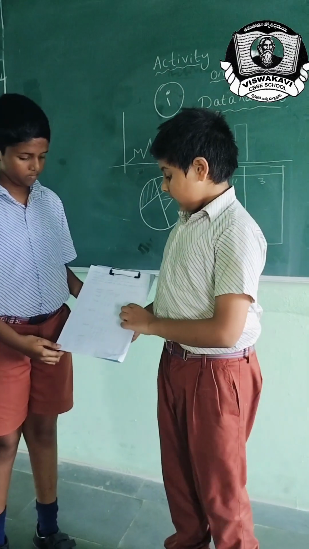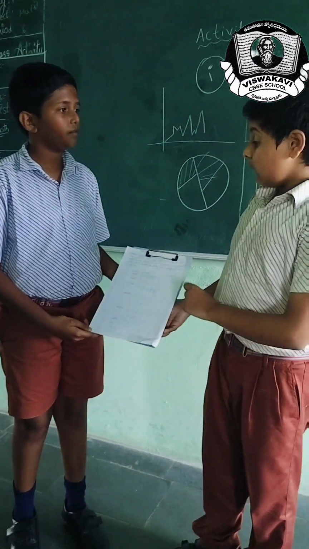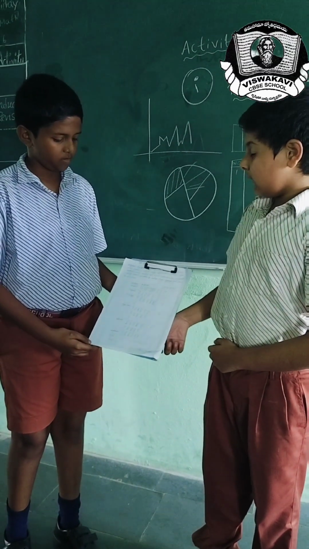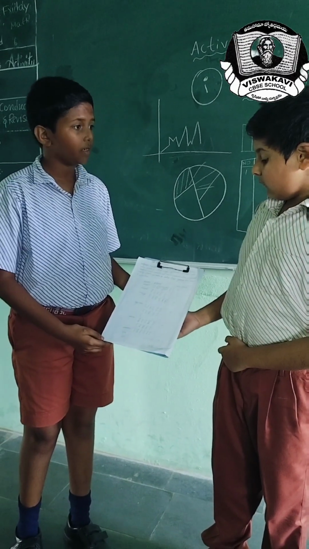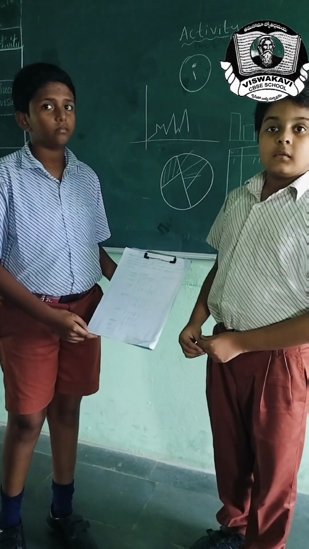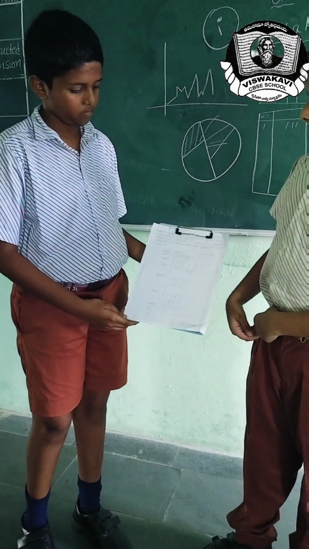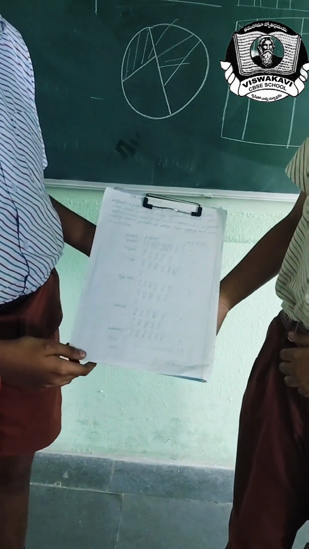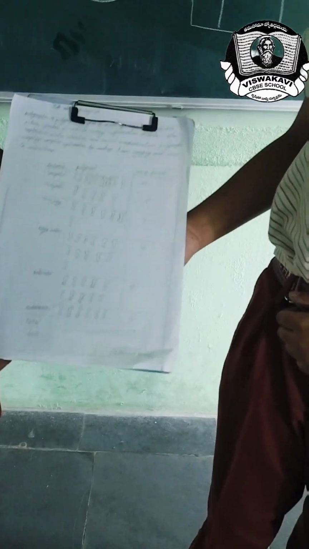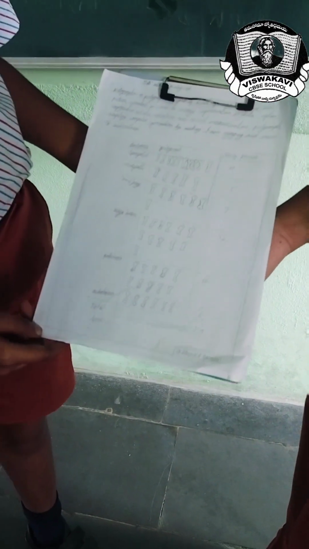Okay, in which my friends said. How many people like Tom and Jerry? 7 people like the cartoon Tom and Jerry. How many people like Ninja Hattori? 12 people in my apartment like Ninja Hattori. How many people like Pokemon? 10 people in my apartment like Pokemon.